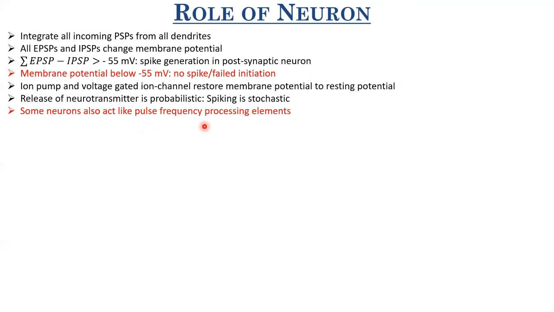So it's not like all the neurons are performing the same application. This is the application which is performed by most of the neurons, but there are also some neurons which act like a pulse frequency processing element.